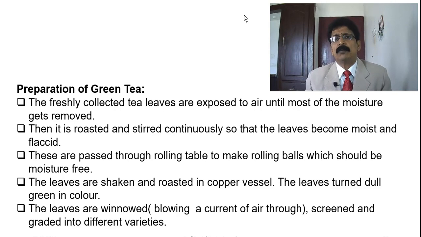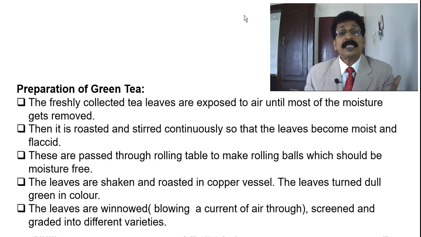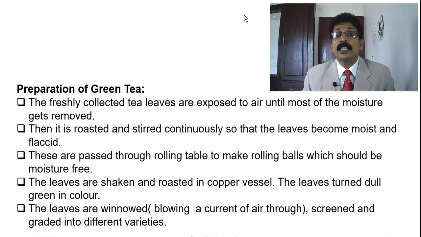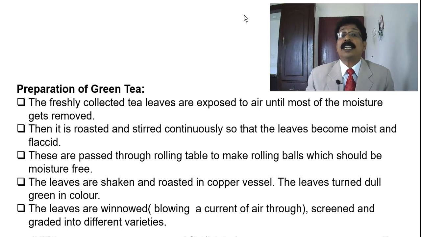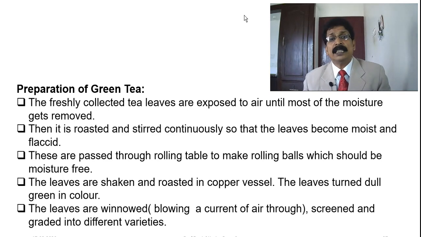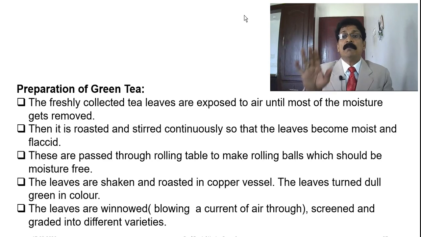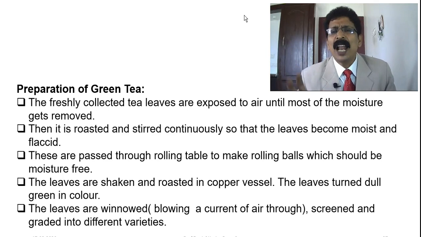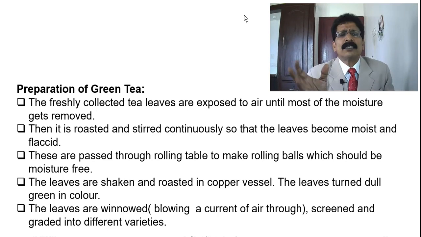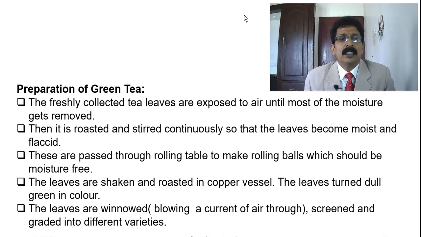Now, preparation of green tea. We have covered the preparation of black tea, and now the preparation of green tea. The freshly collected leaves are exposed to air until most of the moisture is removed, and then they are roasted directly, no fermentation here, and stirred continuously so that the leaves become moist and flaccid. Flaccid means removal of water, that is called flaccid.